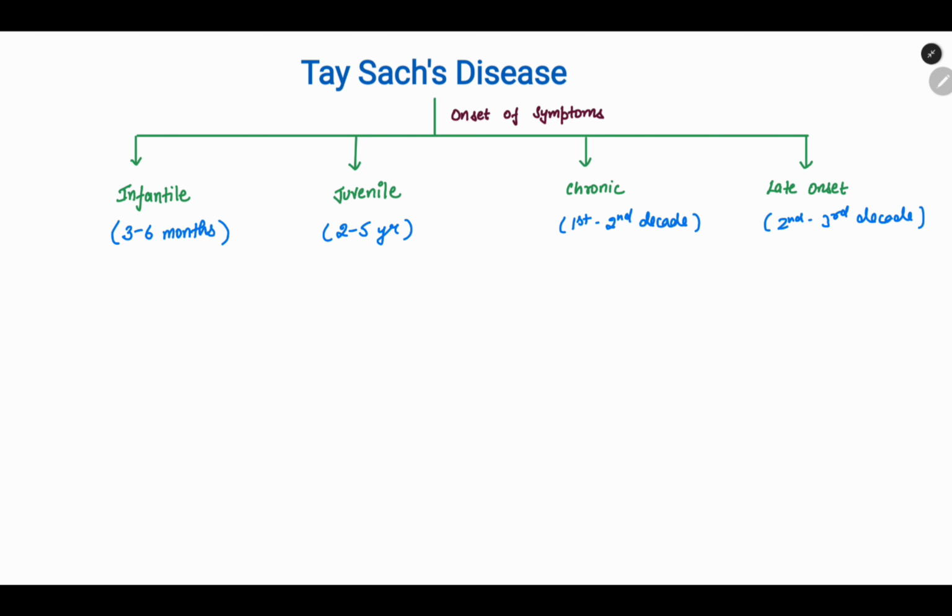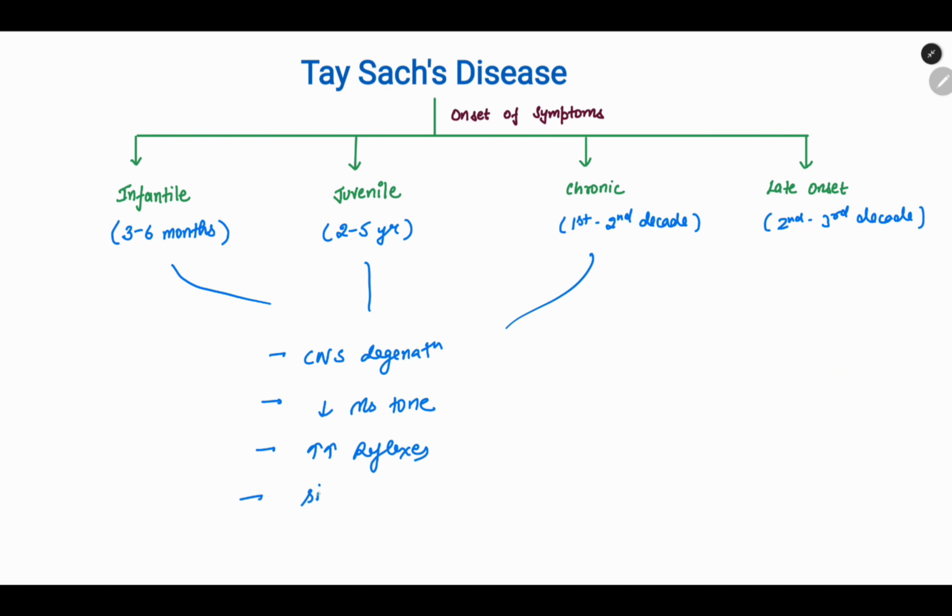The common symptoms we can see in the infantile, juvenile, and chronic types are CNS degeneration. The CNS degenerative symptoms can be seen. There can be increased muscle tone, decreased muscle tone, increased reflexes, seizures, and visual disturbances.